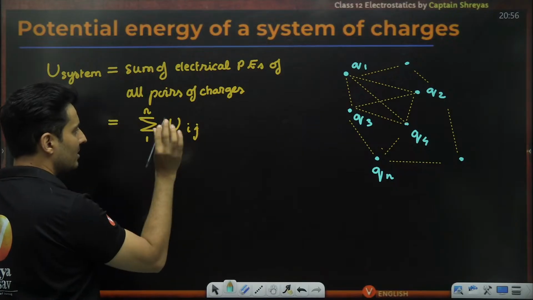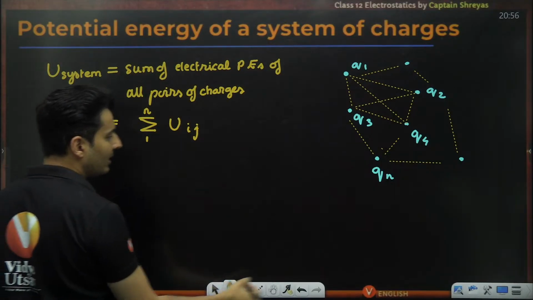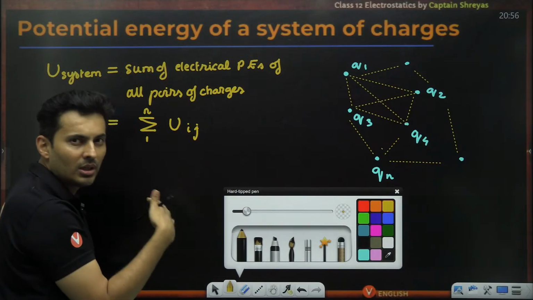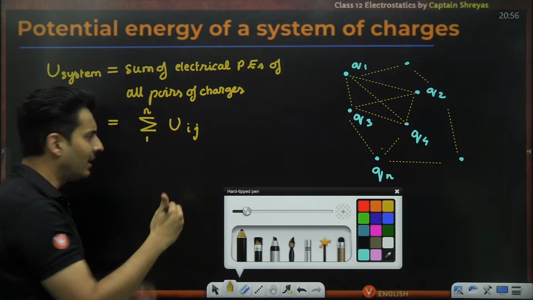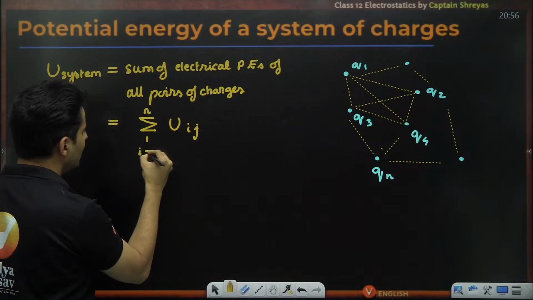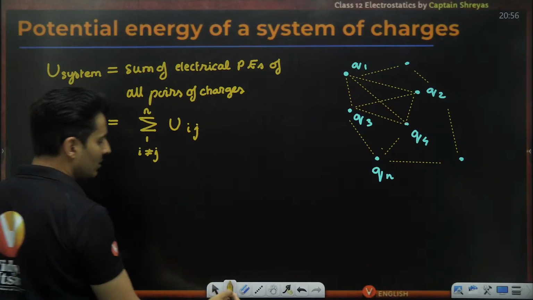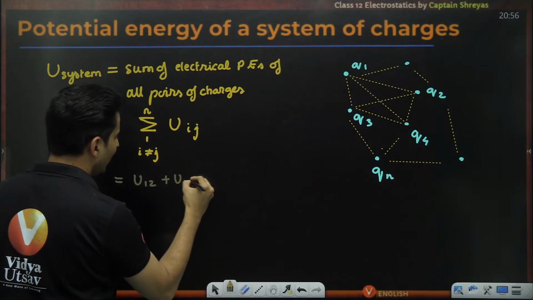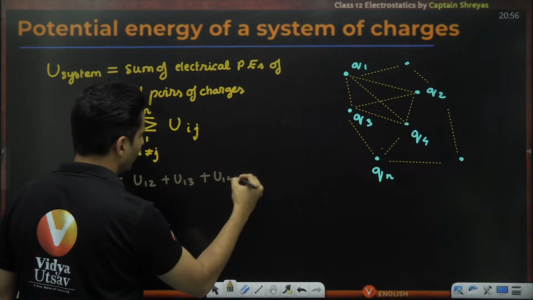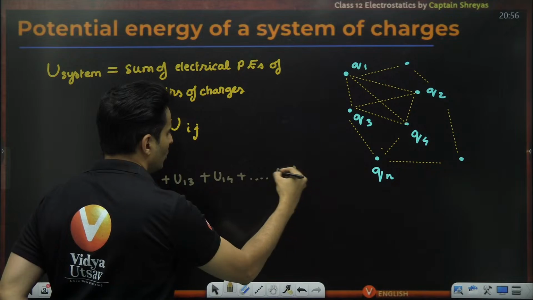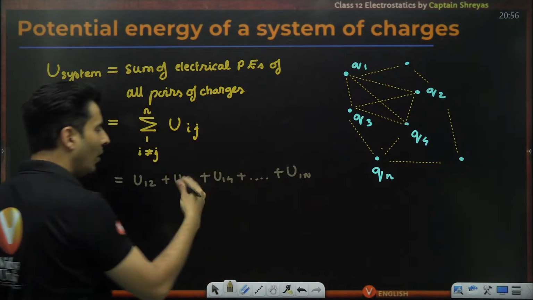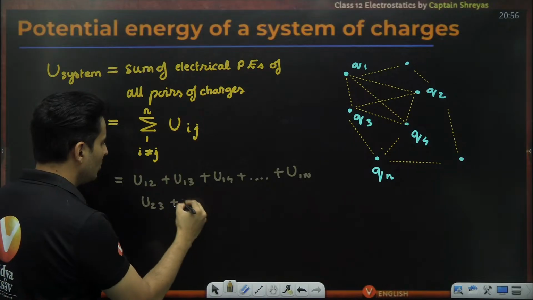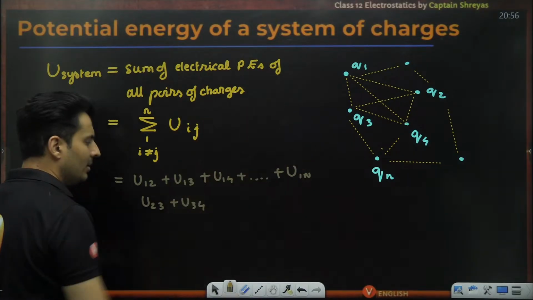But just make sure i and j are never equal. You cannot have U11 or U22. It will be U12, U13, like that. Wherever, i should not be equal to j. So the meaning of this is nothing but U12 plus U13 plus U14, like that, till U1n. All these things. U23, U34. So many terms will be there, guys.